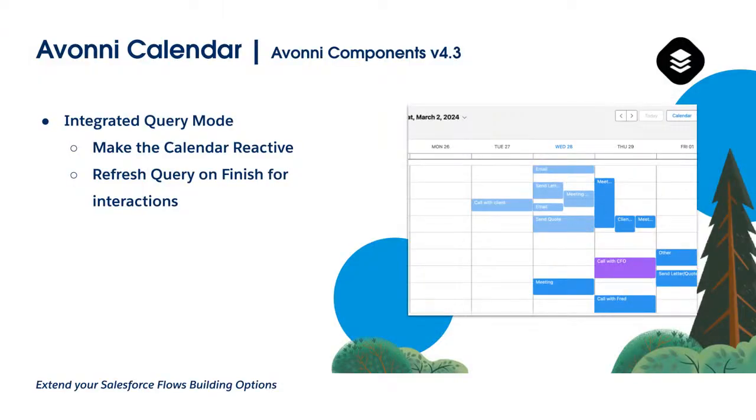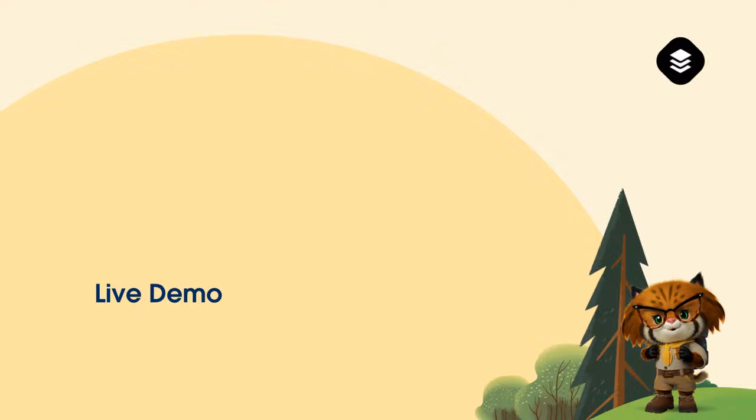The next new feature now is regarding the Avonni Calendar. Now the Avonni Calendar has an integrated query mode. You can really use the query mode on the Avonni Calendar to make the calendar reactive, and use also refresh query on finish interaction. The best way, once again, is to do a live demo, and I will do a live demo directly with you.